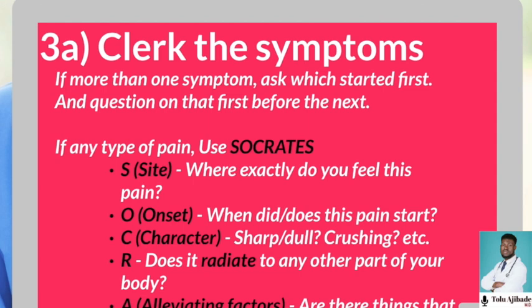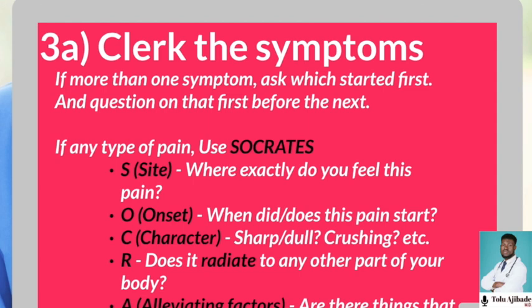Okay, and then O for onset. When did this pain start? C for character. Now, is this pain a sharp pain? Is it a dull pain? Is it crushing? Okay, so you need to confirm all of this, okay? Is it sharp? Is it dull? Is it crushing? Is it piercing? Okay, thank you very much. So those will give you a clearer understanding of what type of pain we're dealing with, okay?